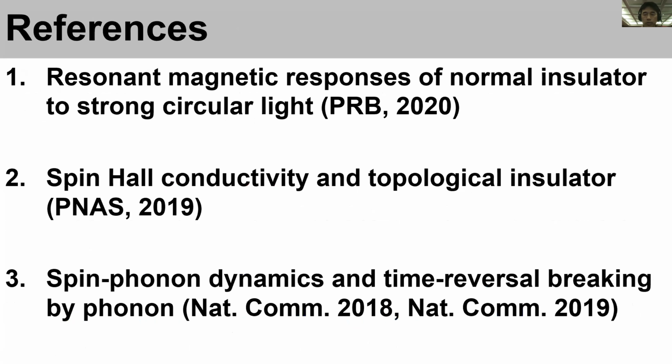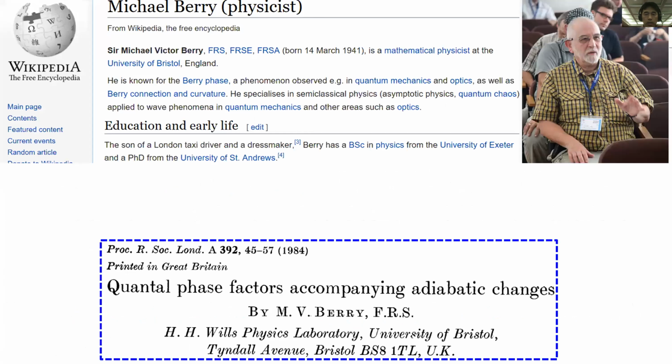And these are the references. Let me start with the very well-known textbook material. This is the original paper published by Professor Michael Berry in 1984. This is the first introduction of the Berry phase.